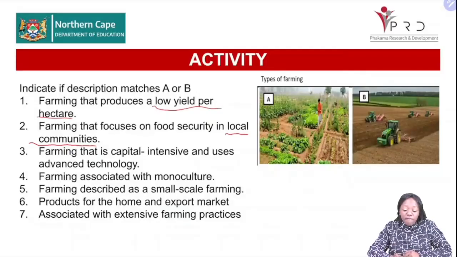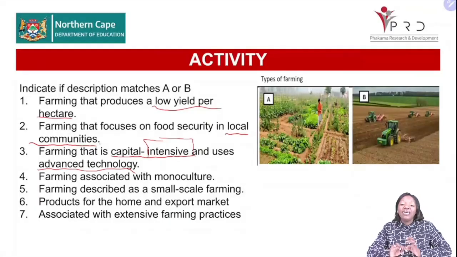And then the farming that is capital intensive and uses advanced technology. By now, you're supposed to understand, when we're talking about intensive, what are we talking about? So in this one, it's capital intensive. Then number 4, the farming associated with monoculture. By now you're supposed to know what is monoculture.